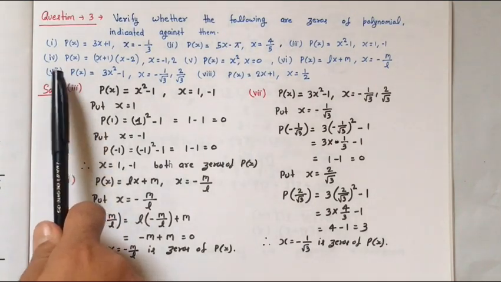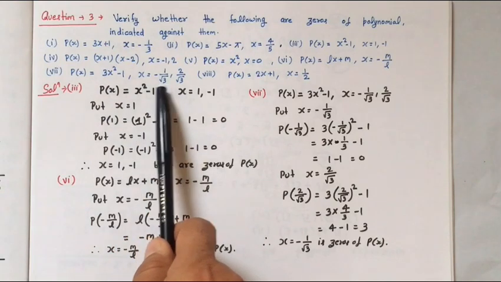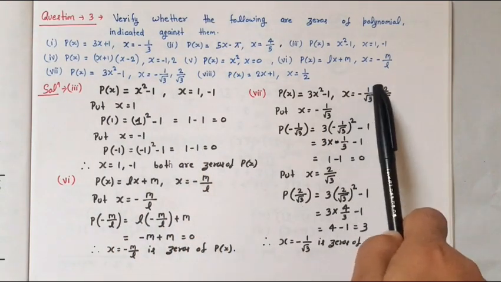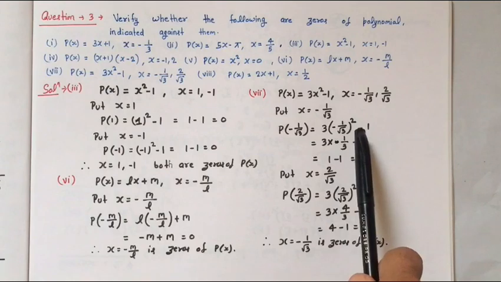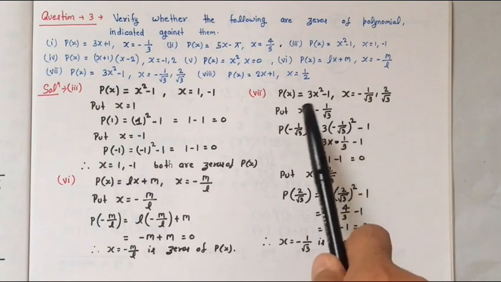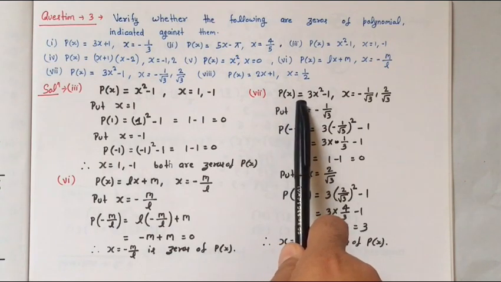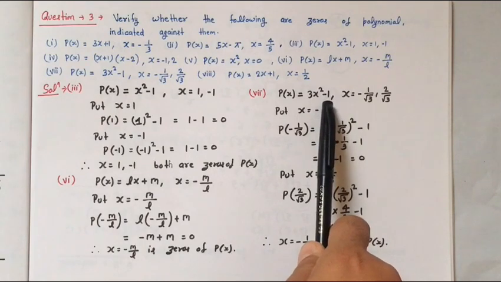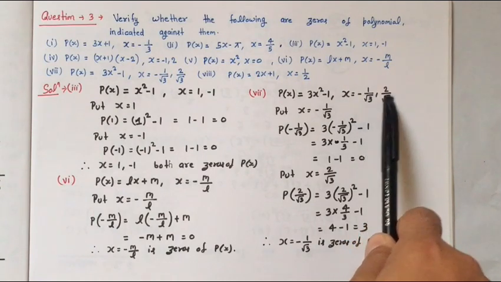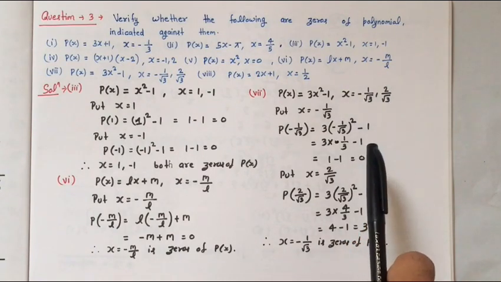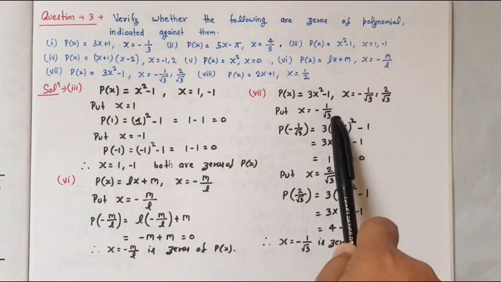We are going to take the next part, part number 7, because in part number 7 there are some square root values: x equals minus 1 by square root 3 and 2 by square root 3. That's why I am taking this part, for the convenience of the calculation. Look here, the polynomial given here is p of x equals 3x square minus 1. We have to check x equals minus 1 by root 3 and 2 by root 3 both. So first of all we are going to check x equals minus 1 by root 3.